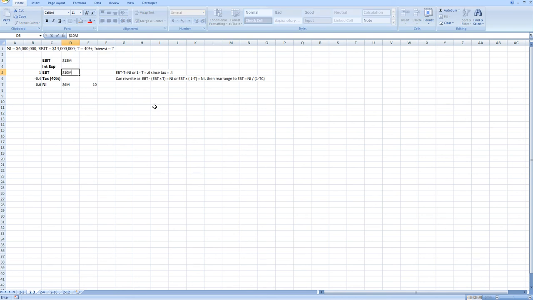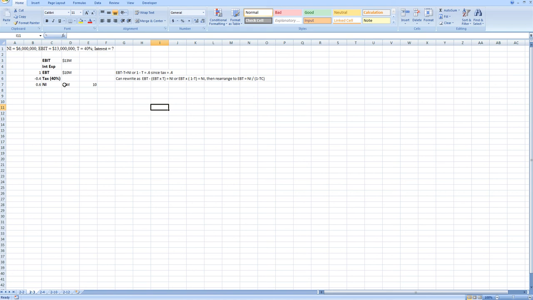You may ask, where did that math come from? Notice we can rewrite this where EBT less EBT times tax is equal to net income. EBT times 1 minus tax is equal to net income. Just rearranging, EBT is equal to net income divided by 1 minus the tax rate. And so 1 minus TC, where TC was 0.4, is 0.6. So net income divided by 0.6 is going to be equal to EBT.